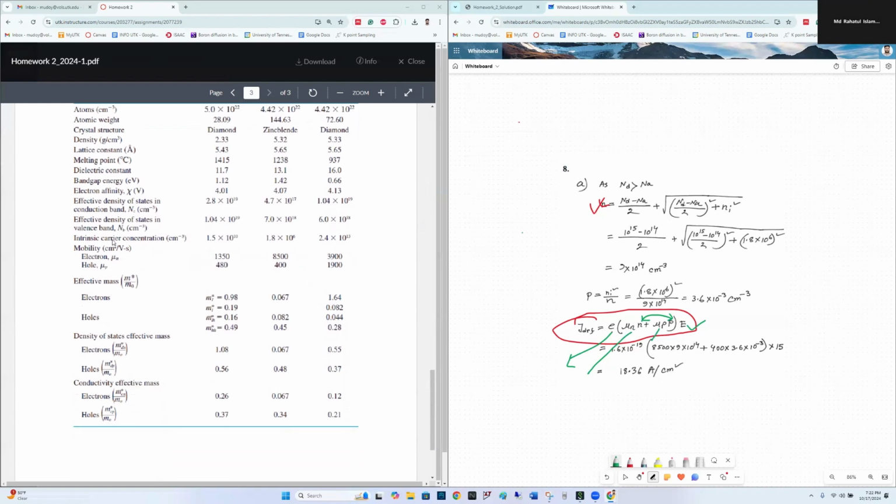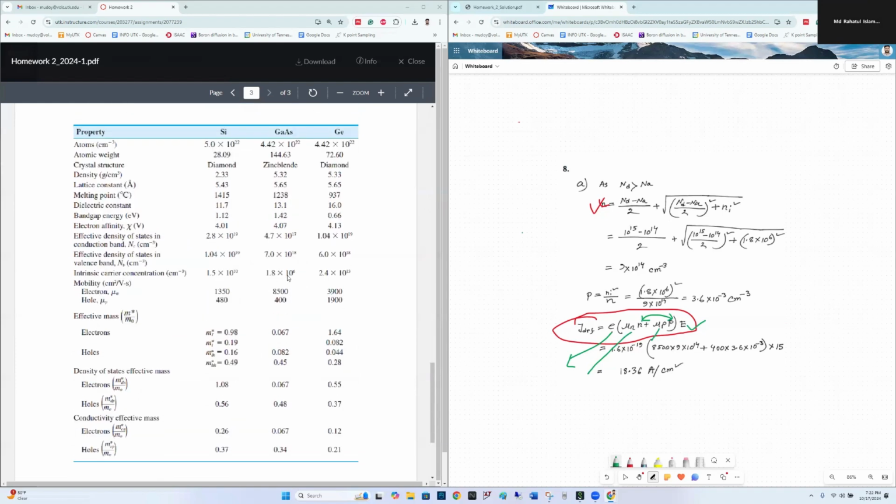Let's find that intrinsic carrier concentration. Here it is. For gallium arsenide, it's 1.8 times 10 to the power 6. We just plug it into this equation and you will get the value of n, the electron concentration. And from the formula pn equals ni squared, you already know n and ni squared, so you will calculate the hole concentration, which is p. After that, we will have all the parameters in this equation, so we just insert the values and get the drift current density for this problem.